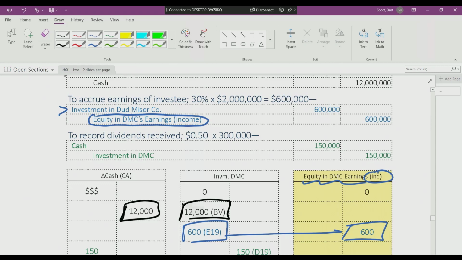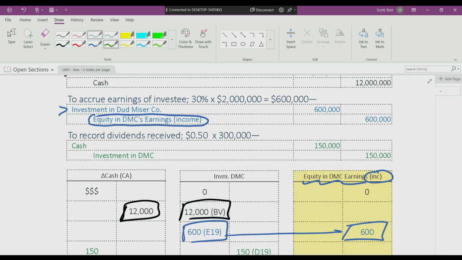Equity in whatever earnings or income. That net income that they show on their books, I get to show on my books as well, but only to the extent of 30%. It seems like cheating, but it's not. All right, I have $12 million staked in the company, so it's all good on my end.